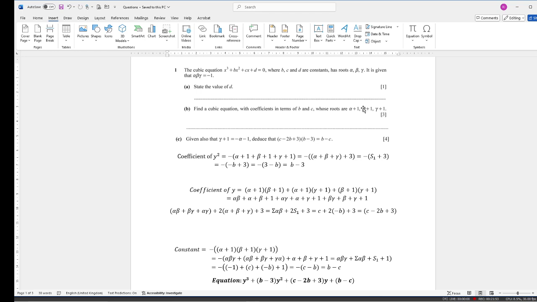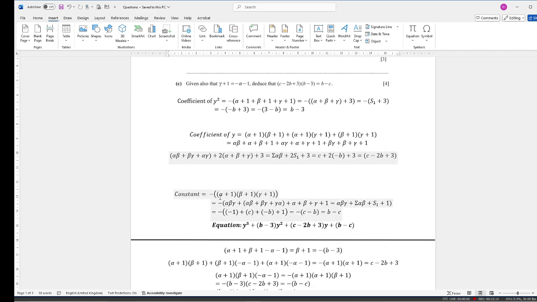Similarly, the coefficient of y is the sum of pairwise products. So alpha plus 1 times beta plus 1, plus beta plus 1 times gamma plus 1, plus alpha plus 1 times gamma plus 1. And this gives us this equation right here. When we simplify it, we're going to get this, solve for each, and we'll get a particular coefficient.